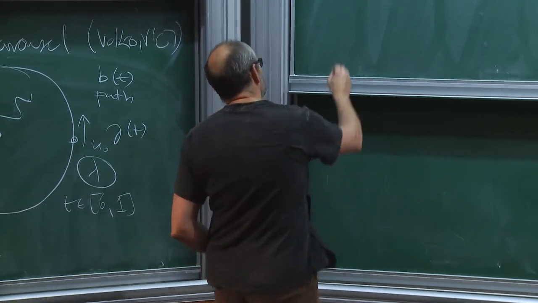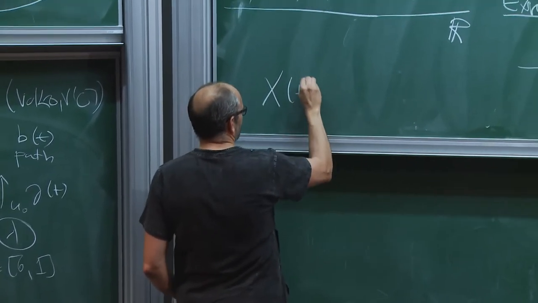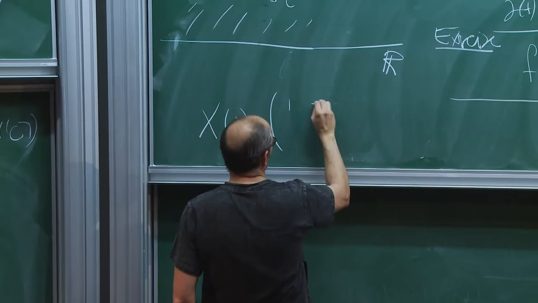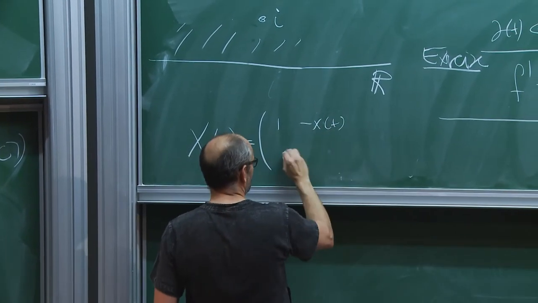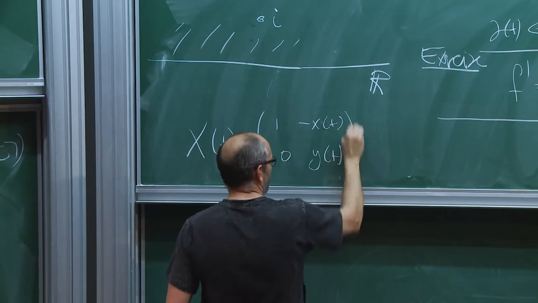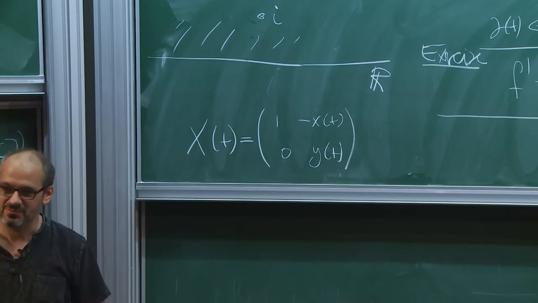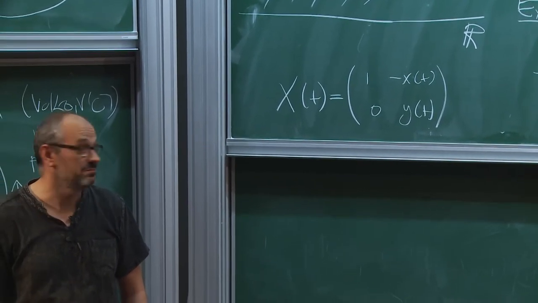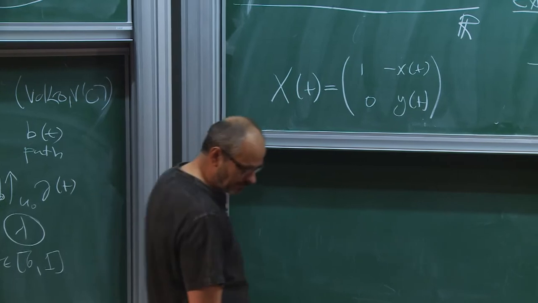So now let's introduce this matrix valued function, which is actually very simple. It's 1, minus x of t, 0, y of t. So we just made an affine matrix out of x and y.